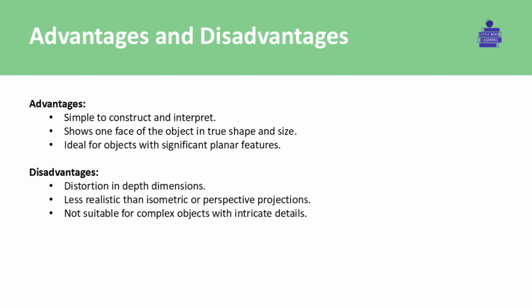However, we must also acknowledge its limitations. The distortion in depth dimensions can be problematic. Imagine looking at a long corridor in an oblique drawing. It might not give the same sense of depth as a perspective drawing would. Compared to isometric or perspective projections, it might appear less realistic, similar to how early video games represented 3D spaces. And when we're dealing with complex objects full of intricate details, oblique projection might not be the best choice. It's like trying to describe a complex symphony with just a few musical notes.